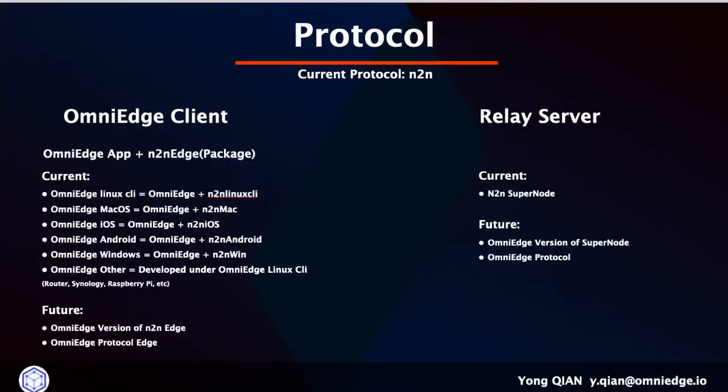OmniEdge is designed to have two parts, the client and the supernode. The client is made of two parts as well, the OmniEdge app and the end-to-end edge. Thanks to the community of end-to-end, we can use different end-to-end packages for different platforms, which helps us save lots of time. While for the supernode, we keep it the same as it is to make it more compatible for users.